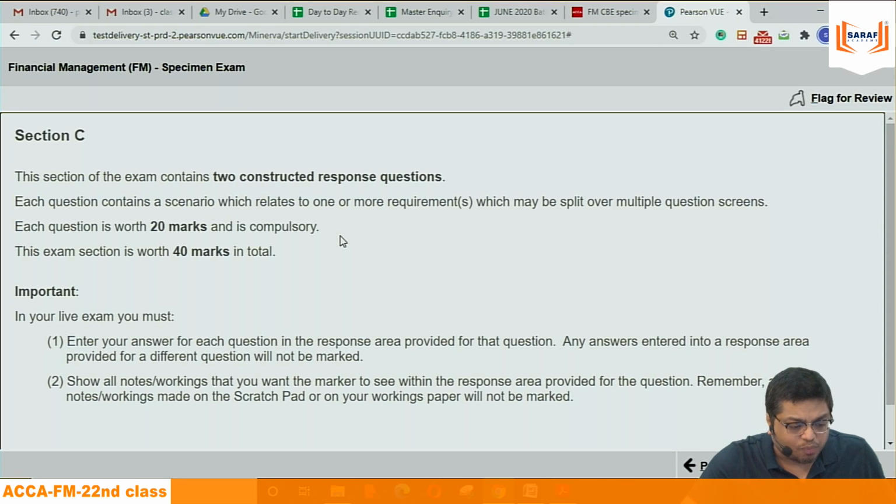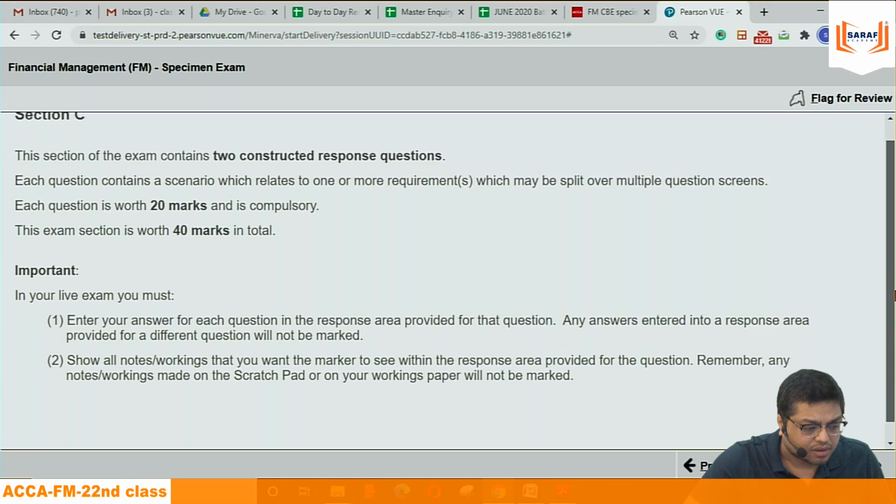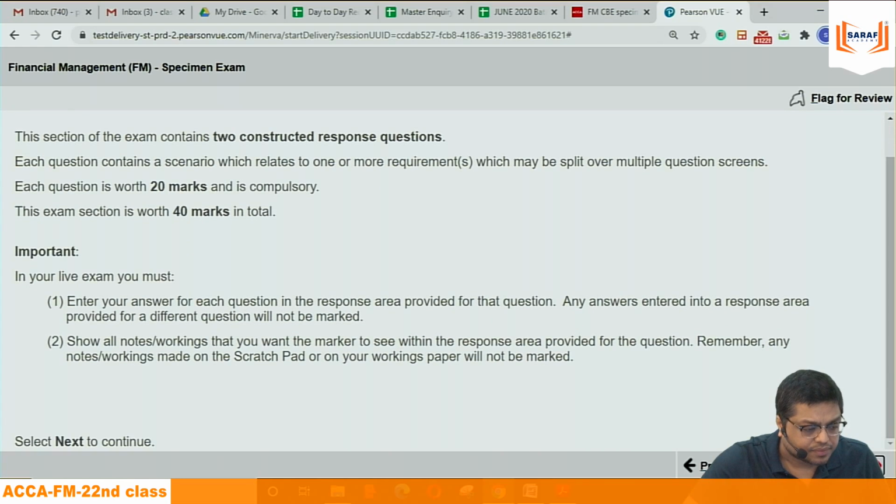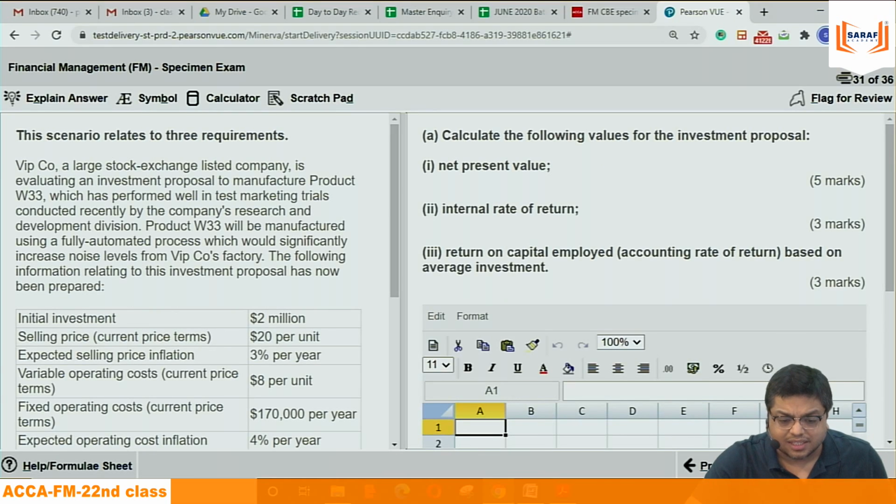So I'm going into part C straight away through the navigation. Why are we doing part C earlier? It is not my suggestion that you do part C earlier in the exam. The reason for doing part C is so that I will be able to explain to you some functions of Excel, which you will like, that you can use in the exam for saving your time.